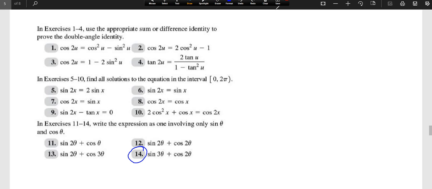Okay, so sine 3 theta plus cosine 2 theta. Okay, so sine 3 theta, that would be like sine of theta plus 2 theta. Theta, yes. Theta, you know, the brother of Darth.